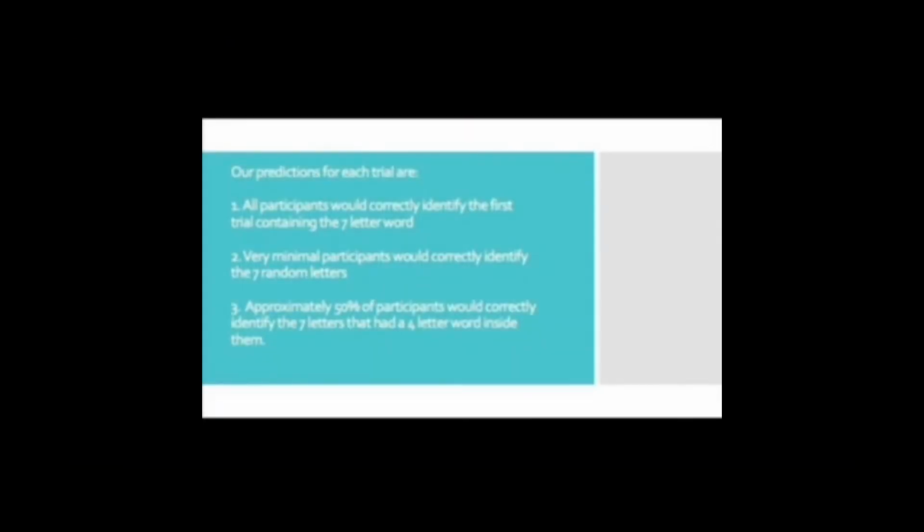Our predictions for each trial are that all participants would correctly identify the first trial containing the 7-letter word. Very minimal participants would correctly identify the 7 random letters, and approximately 50% of participants would correctly identify the 7 letters that had a 4-letter word inside of them.